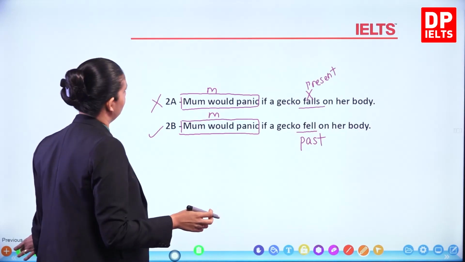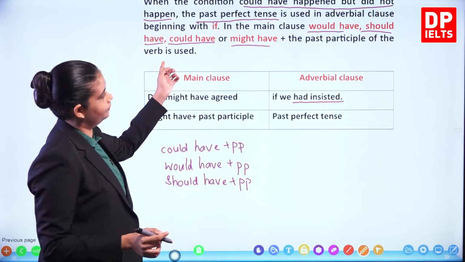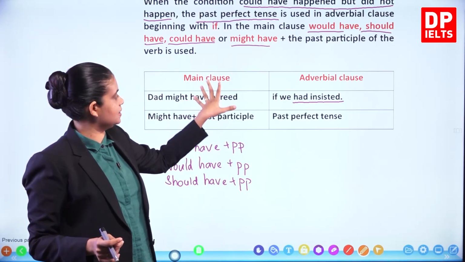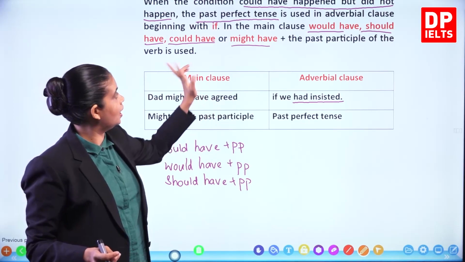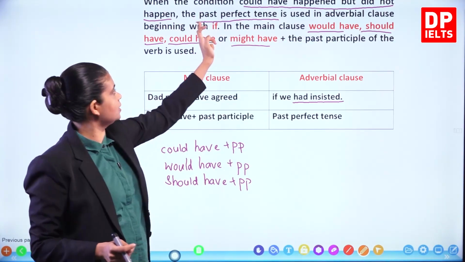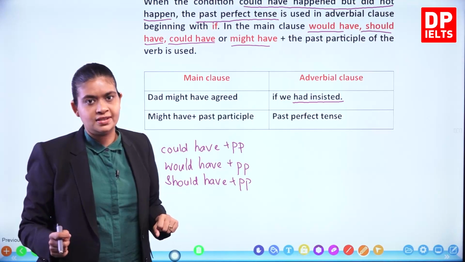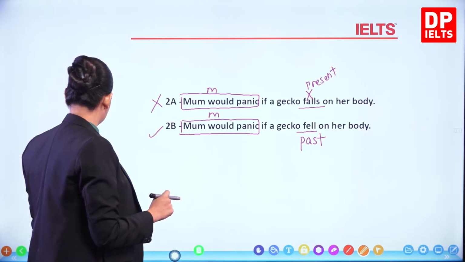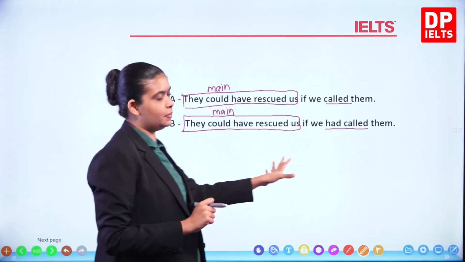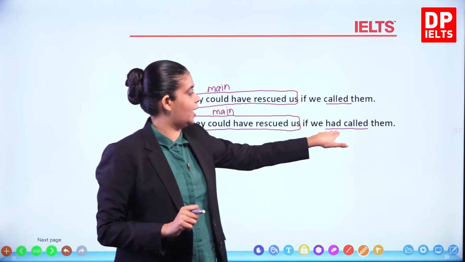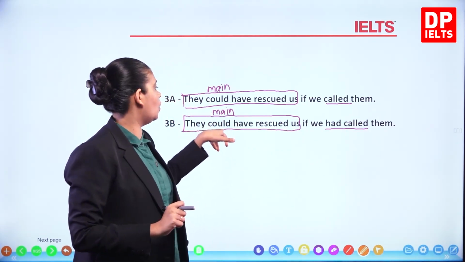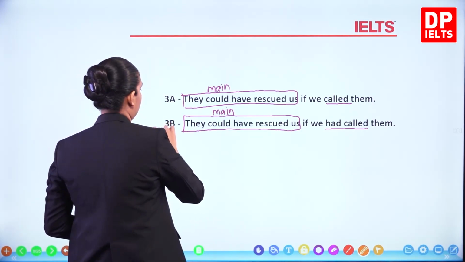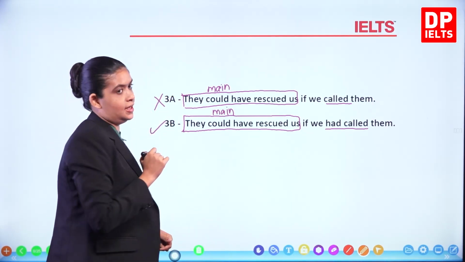Let me show you the rule again. This one here. You could have, would have, should have, might have, right? Plus the past participle in the main clause. However, if it could have happened but did not happen, then the past perfect tense is used. So coming here, it could have happened but it didn't happen, right? So therefore we have the past perfect tense along with could have plus the past participle. That's fine. So 3B is correct, 3A is wrong.